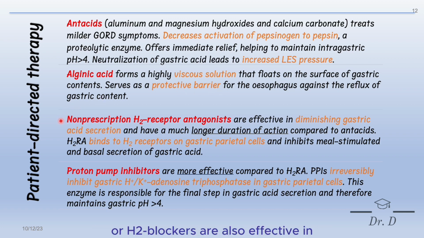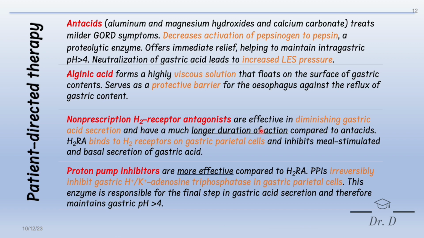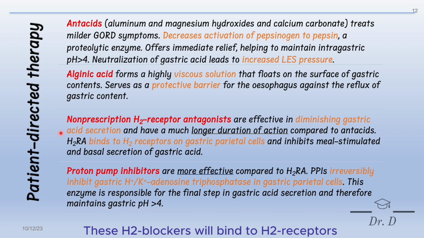Non-prescription H2 receptor antagonists, or H2 blockers, are also effective in diminishing gastric acid secretion, and they have a much longer duration of action when you compare them to antacids. These H2 blockers will bind to H2 receptors on the gastric parietal cells and will inhibit both meal-stimulated and basal acid secretion.